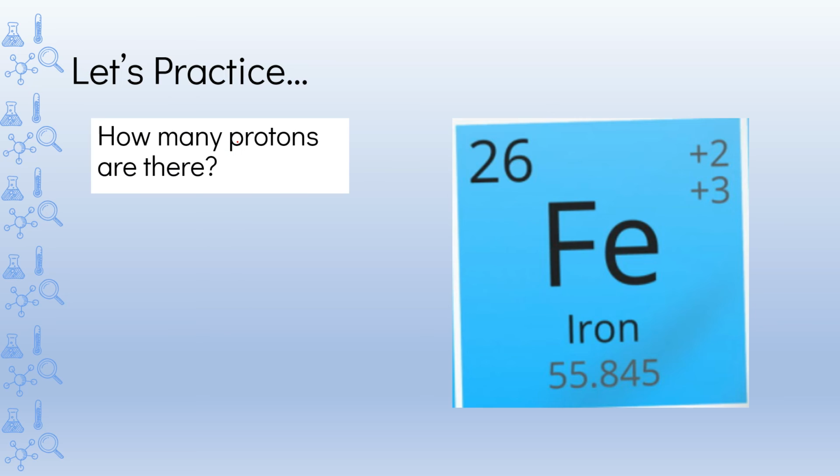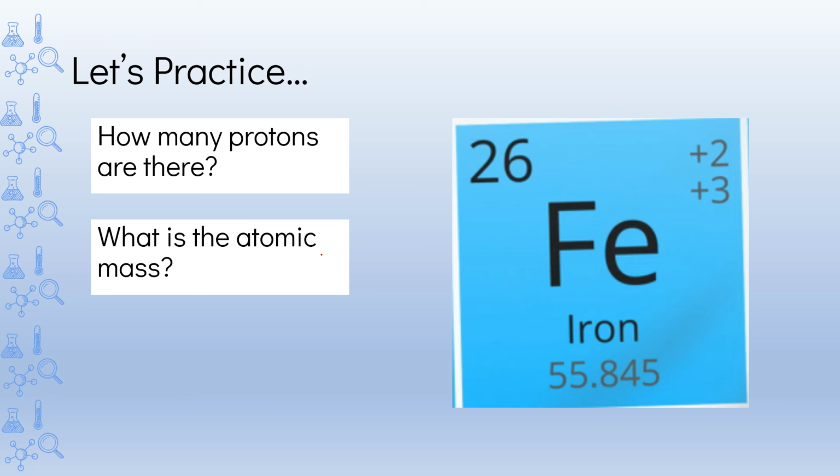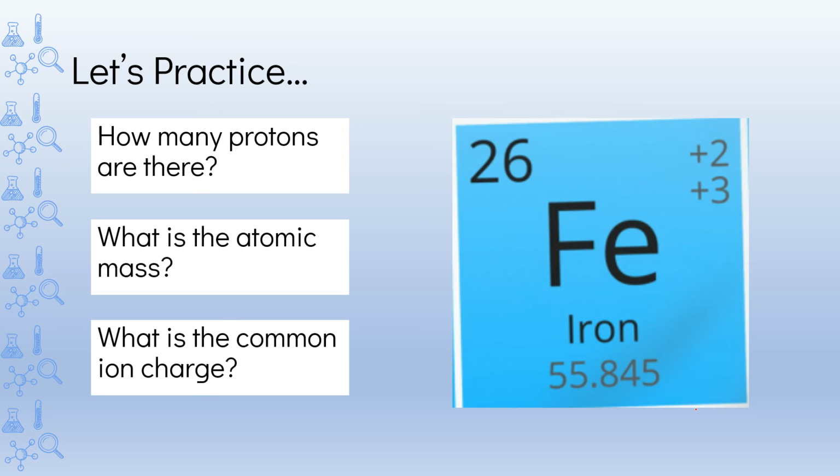Okay, let's practice this. First question: how many protons are in this element over here? I'm hoping you looked right here, and it's 26 protons. How about the atomic mass? Look at the numbers over here. I'm hoping you saw this number down here, and you remember that's the protons plus the neutrons. And finally, what is the common ion charge? The ion charges, my friends, are right here. The common ion charge is the top one. Notice that it's a positive number. It's positive because iron is a metal, which means it's losing electrons. We'll talk more about losing and gaining electrons in the next lesson.